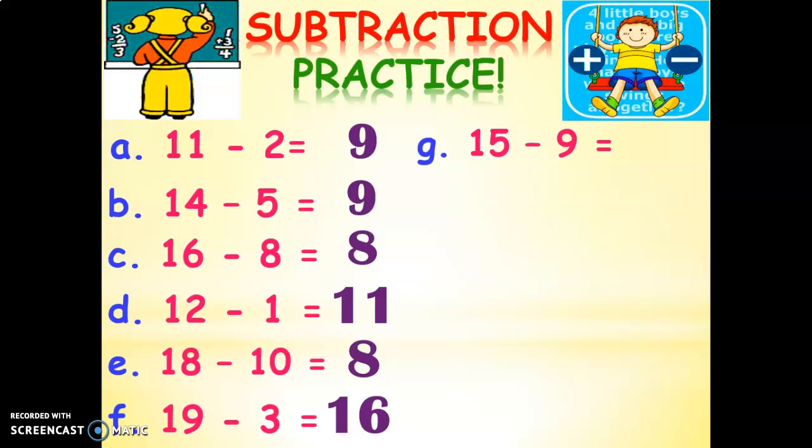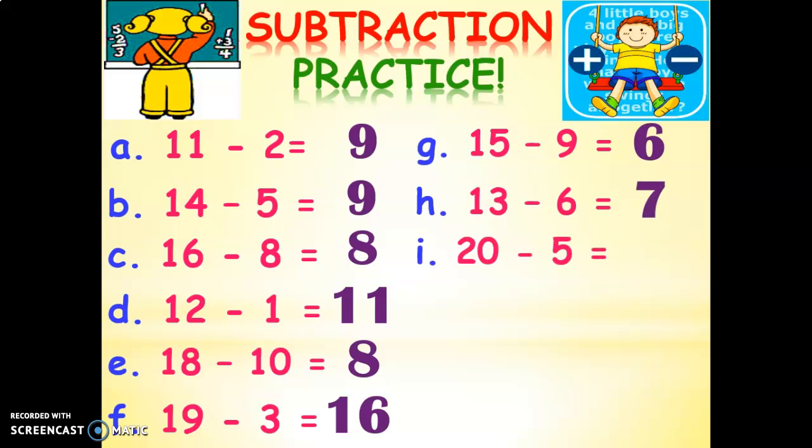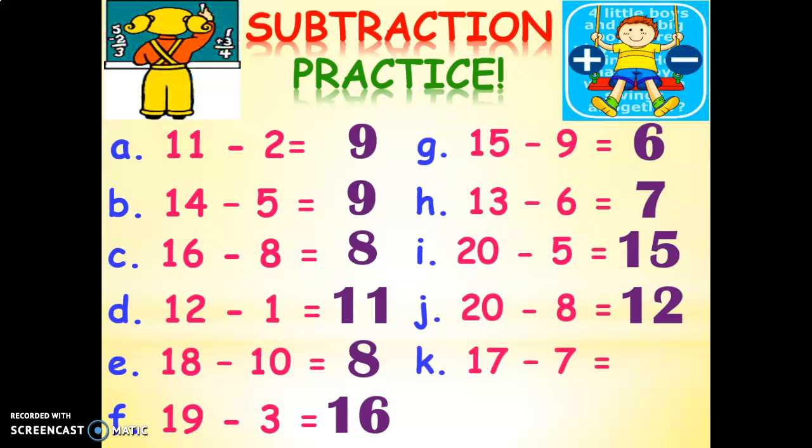Now 15 minus 9. The answer is 6. We have 13 minus 6. The answer is 7. How about for 20 minus 5? The answer is 15. We have 20 minus 8 equals 12. 17 minus 7, the answer is 10. And for 20 minus 6, the answer is 14.